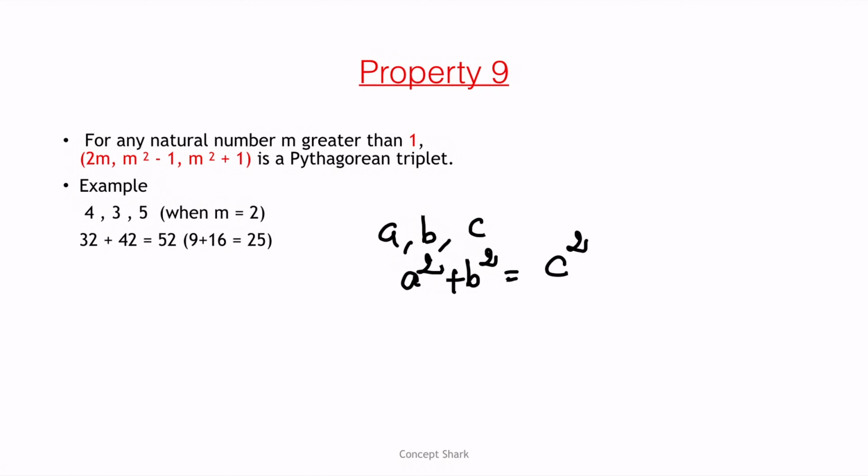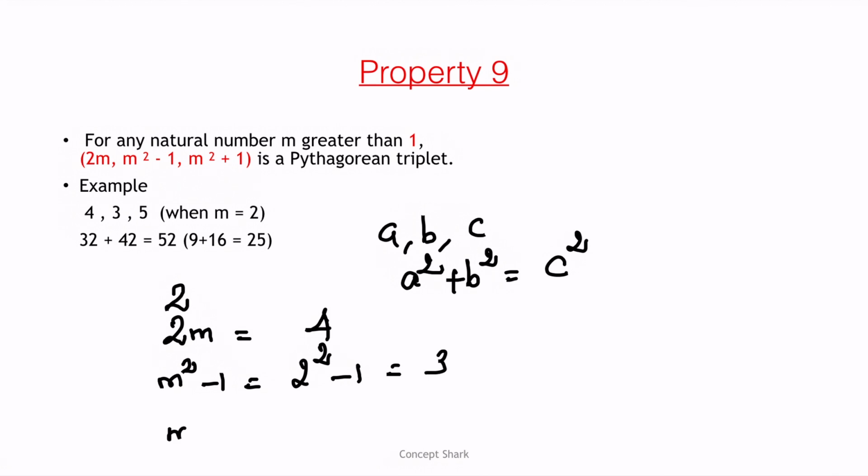In our case, it is 2. Then 2m is equal to 4. m square minus 1 is equal to 2 square minus 1, that is 3. And m square plus 1, that is 2 square plus 1, is equal to 5. So, 4, 3, 5 is a Pythagorean triplet.